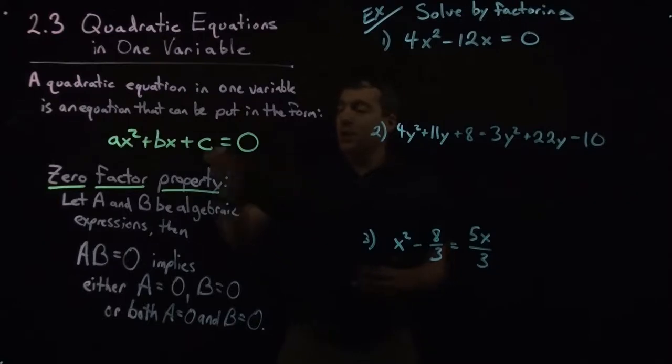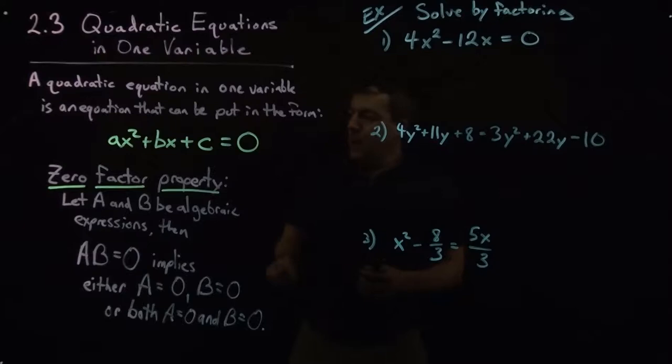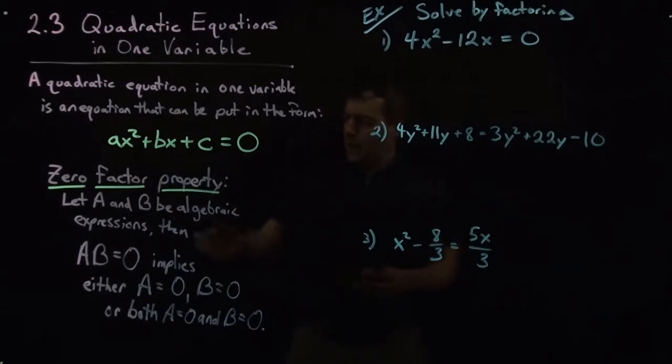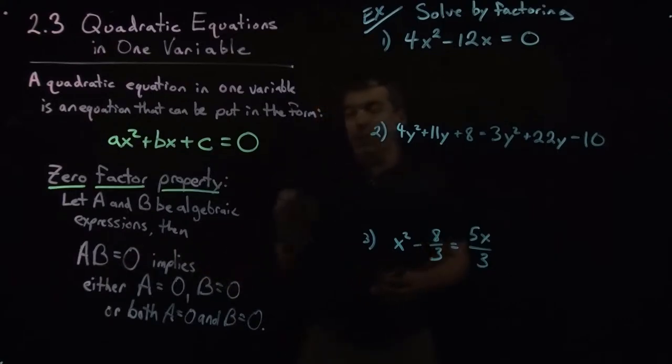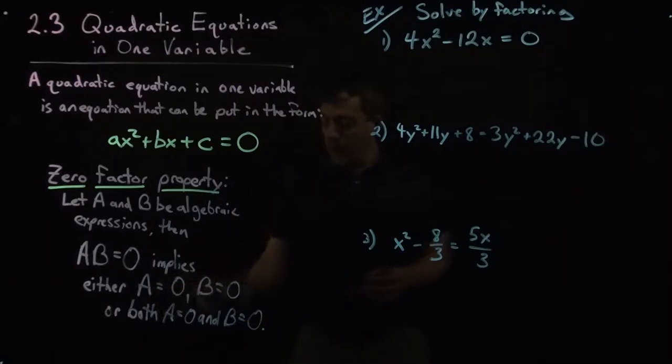Alright, so say we're given a quadratic equation of one variable. How do we solve it? We use what's called the zero factor property, or sometimes called the zero product property. So if we have two algebraic expressions, A and B, and an equation that says that the product of these two is equal to 0, then we know that either A is 0, B is 0, or both A and B are 0. Right? This is a very powerful situation to have.